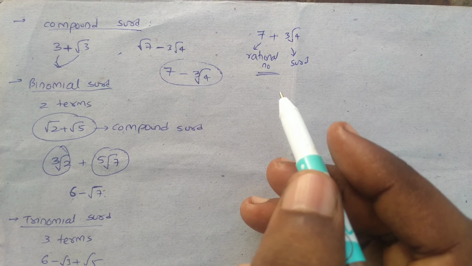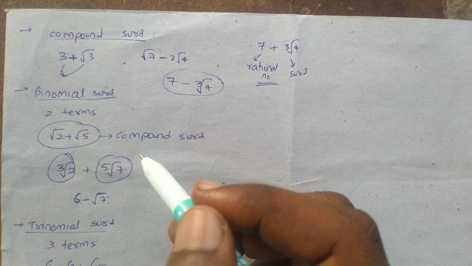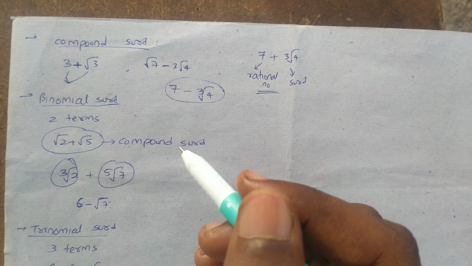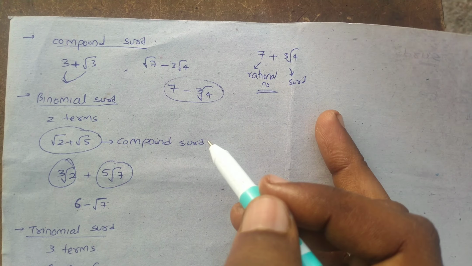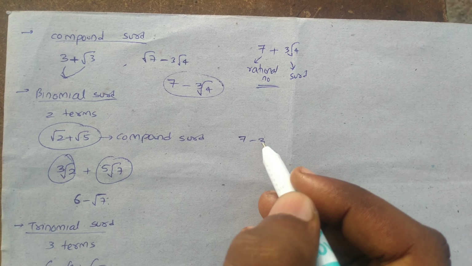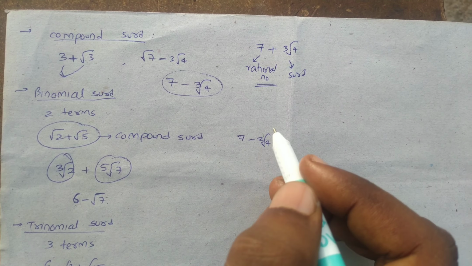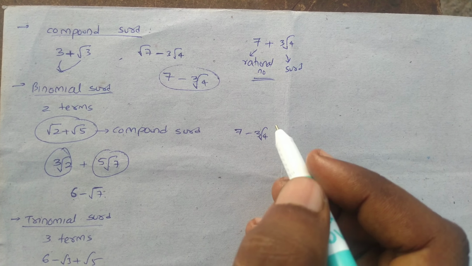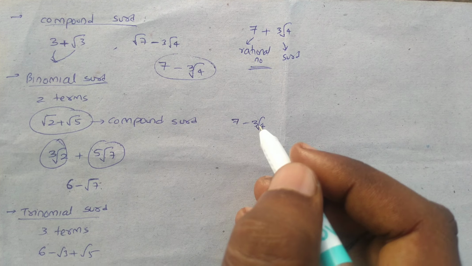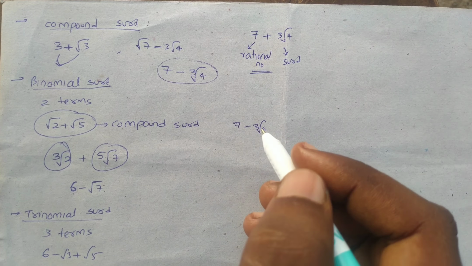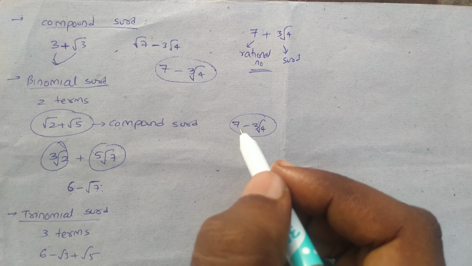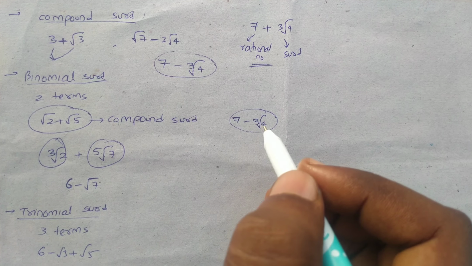But in some books binomial surd and compound surd are written as almost similar. So as far as I am concerned, these two are almost similar. Suppose 7 minus cube root of 4: this is a binomial surd, and at the same time it is a compound surd, because a compound surd containing two terms is called a binomial surd. Now here you can see this is a compound surd, and it contains two terms only, so it is called a binomial surd.